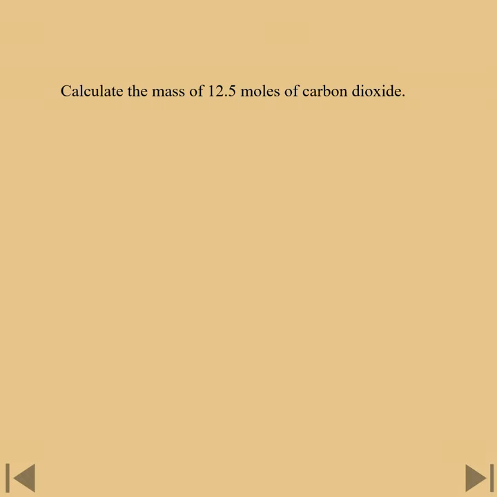Okay, next we're asked to calculate the mass of 12.5 moles of carbon dioxide. Well, step 1, we are using our units. We're after the mass, so grams of carbon dioxide. Then step 2, we're looking for a number with a single unit to start the calculation with. Only one given. It's got to be that 12.5 moles of carbon dioxide.